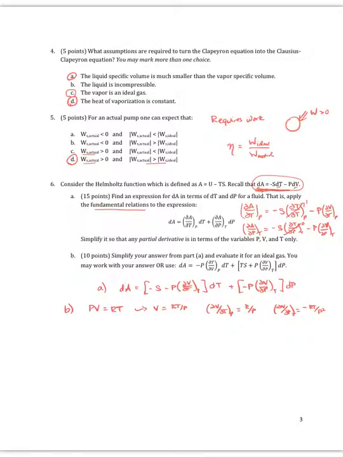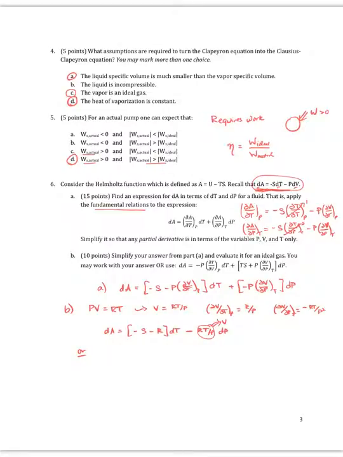Using the form that you derived, let me just write that result down: minus S minus R dT, minus RT over P dP. Some people chose to turn this into V. That's fine. It would be true also.